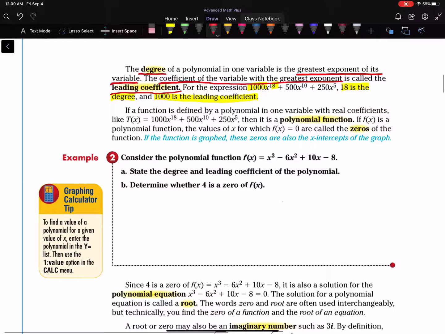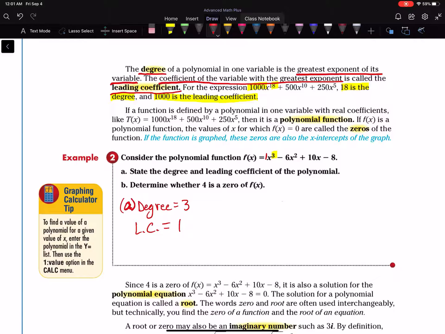Let's try an example. So number 2, example A, says state the degree and leading coefficient of the polynomial. So again, the degree is simply the highest exponent, so that's pretty easy. The highest exponent looks to be 3. So my degree equals 3. And my leading coefficient is just the coefficient that's in front of the degree. So the leading coefficient equals 1. Pretty, like I said, pretty straightforward.